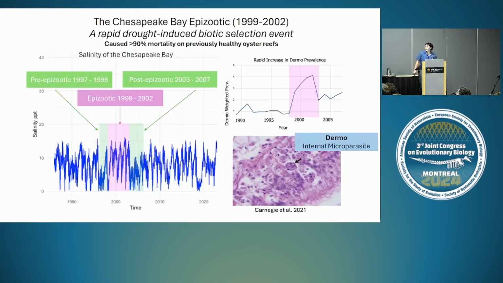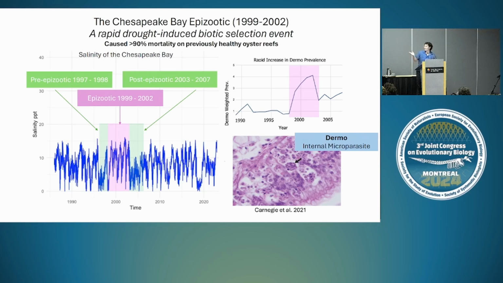And we're going to hone in on a very specific period of time in history. So we're going to look at the Chesapeake Bay epizootic, which took place between 1999 and 2002. And this is a rapid drought-induced biotic selection event. And if that sounds familiar, it's because it was the same cause of the Apalachicola Bay decline in Florida. And this epizootic in the Chesapeake Bay caused more than 90% mortality of previously healthy oyster reefs. So this is a massive mortality event.